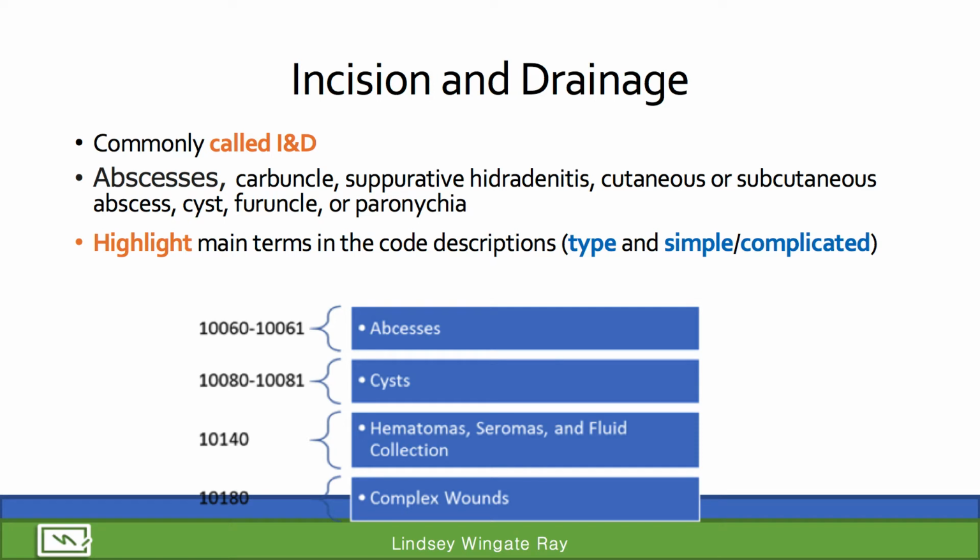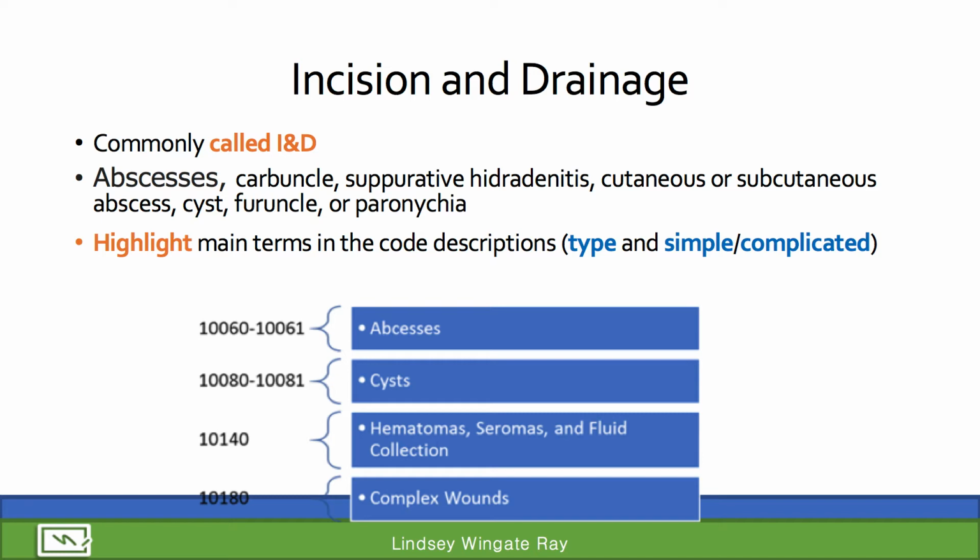Now let's get into coding. Turn to the Incision and Drainage section of your book. You can find this by going to the beginning of the Integumentary section and looking at the table of contents. Look for Incision and Drainage and go to that page. It should start with 10060.